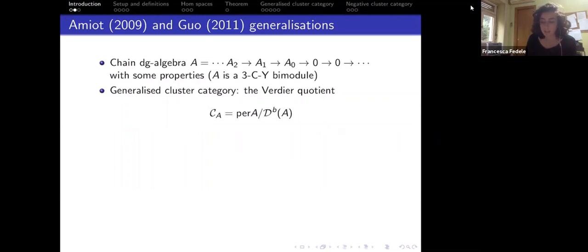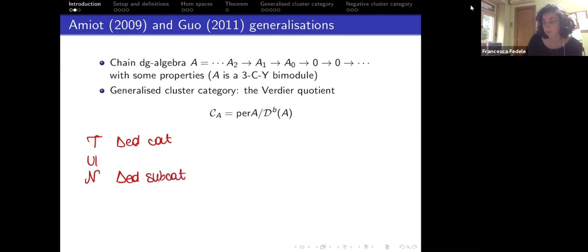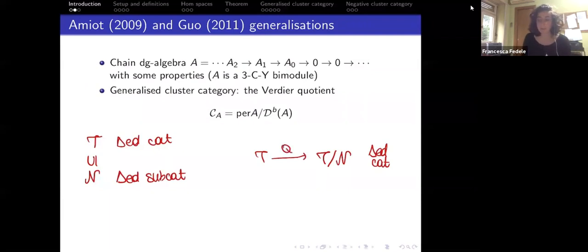More generally, one can define a Verdier quotient by starting with a triangulated category T and then taking a triangulated subcategory, for example, N. Then one can look at the quotient T over N, which is the Verdier quotient, and it's a triangulated category itself that comes with a universal quotient map, which we usually denote by Q. You can think of it as a localization where you invert all the morphisms in T that have cone in this subcategory N. It's basically the triangulated category that kills all the objects in N.